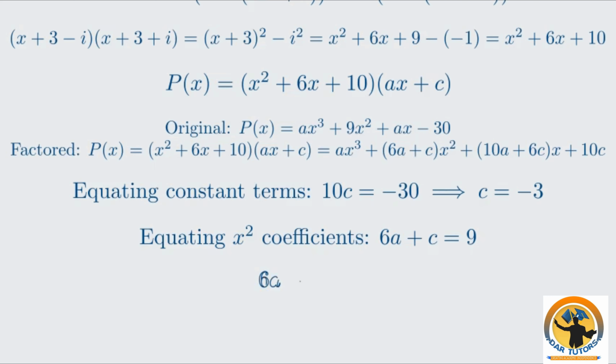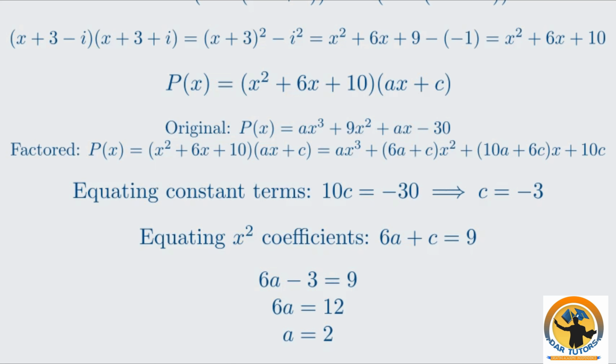We already found that c equals negative 3. Substituting this in, we get 6a minus 3 equals 9. Adding 3 to both sides gives 6a equals 12, so a equals 2. We have found the value of a.